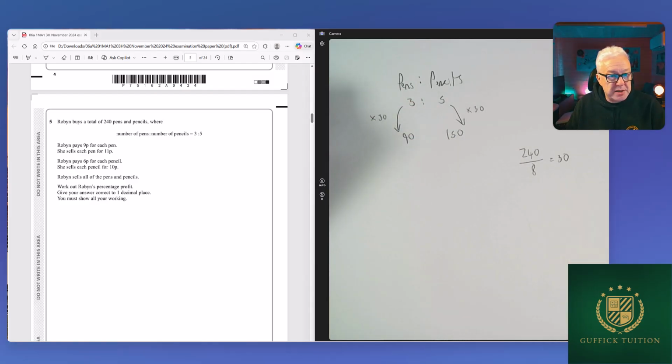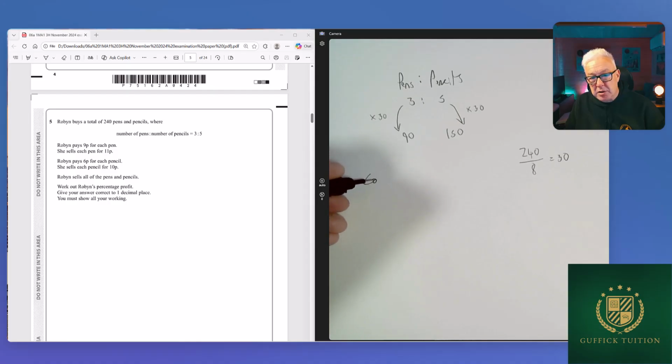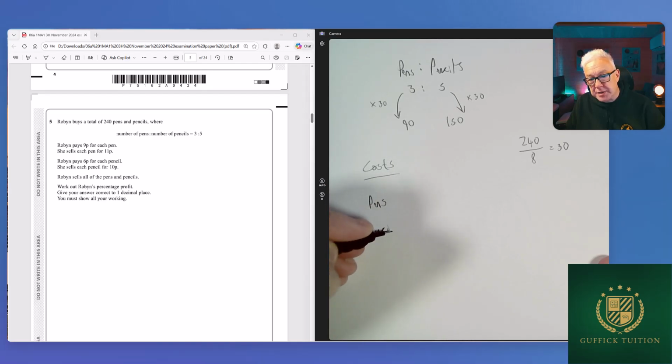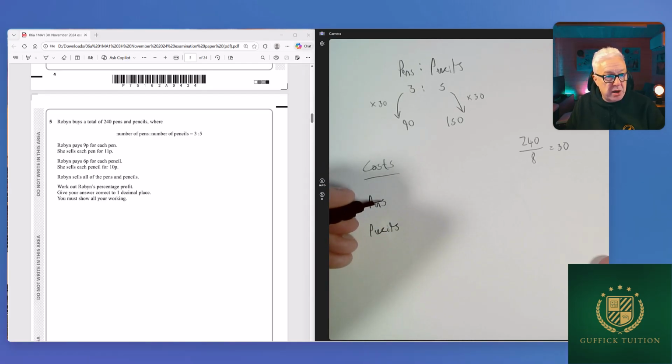Now it says Robin pays 9p for each pen and she sells each pen for 11p. Robin pays 6p for each pencil and she sells each pencil for 10p. Robin sells all the pens, all the pencils, work out the percentage profit, give your answer correct to 1 decimal place. So first of all, let's look at the costs. How much did it cost Robin to buy the pens and pencils?